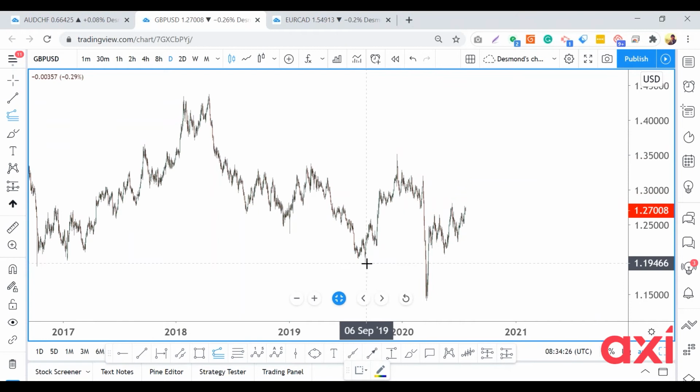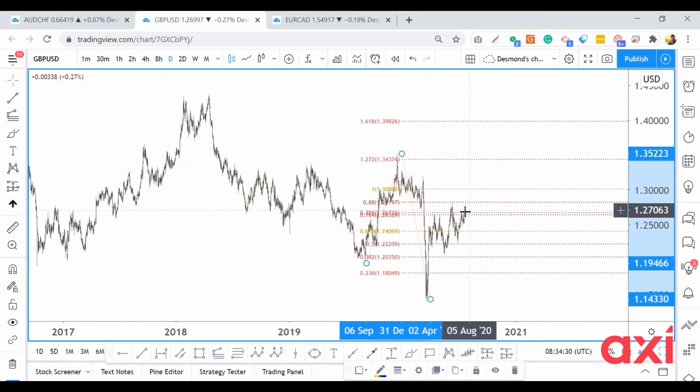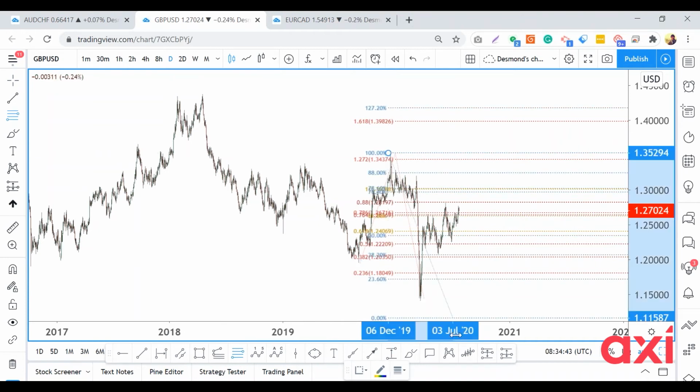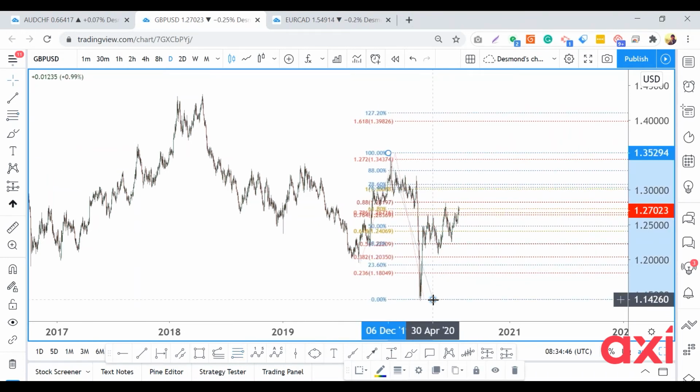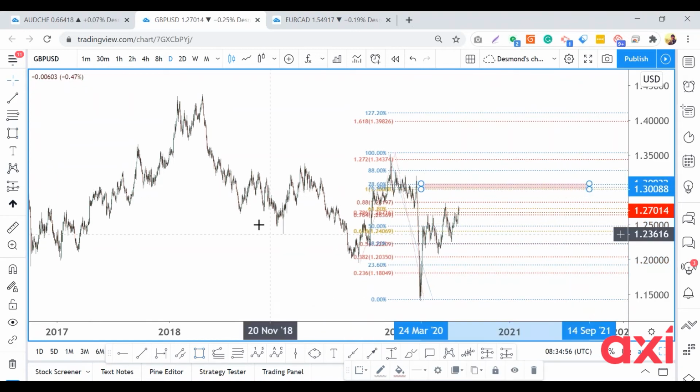I'll probably do an extension over here, a nice little zigzag all the way down to here. You can see it reacted off the 88%. Initially it reacted off the 78% very nicely before reacting off the 88%. Now, I'm going to do a Fibonacci retracement from here to here. I noticed that there are nice levels lining up over here. So I would just highlight this area as a key area to look out for.